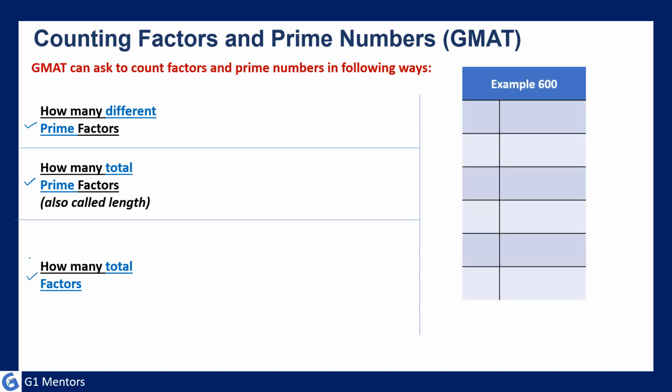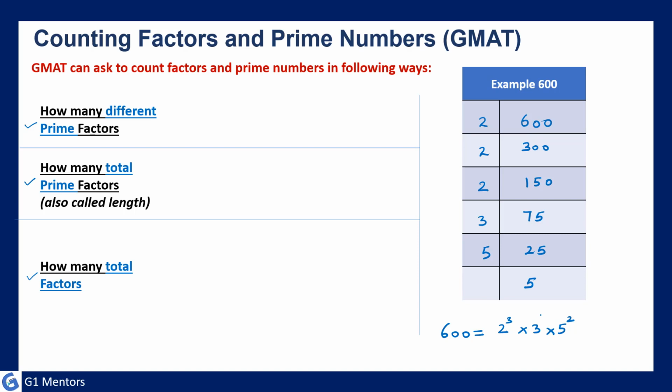So let's take an example of 600. Let's factorize 600. I divide by 2, so I get 300. Then I divide by 2 again, I get 150. I divide by 2 again, I get 75. I divide by 3, I get 25. Then I divide by 5, I get 5. So 600 can be written as 2 cube into 3 into 5 square. So we have factorized 600.